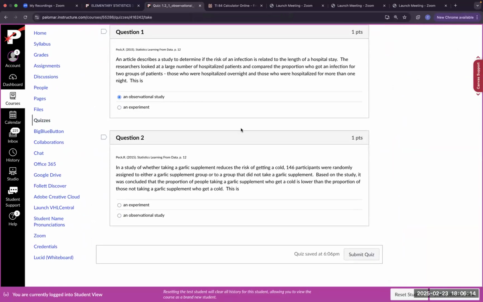The second question says, in a study of whether taking a garlic supplement reduces the risk of getting a cold, 146 participants were randomly assigned to either a garlic supplement group or a group that did not take a garlic supplement. Based on the study, it was concluded that the proportion of people taking a garlic supplement who get a cold is lower than the proportion of those not taking a garlic supplement who get a cold. Is this an experiment or observation? This is an experiment because we have people assigned to two different groups, but I'm going to click observational study so we can see what happens. So I'm going to press submit quiz.